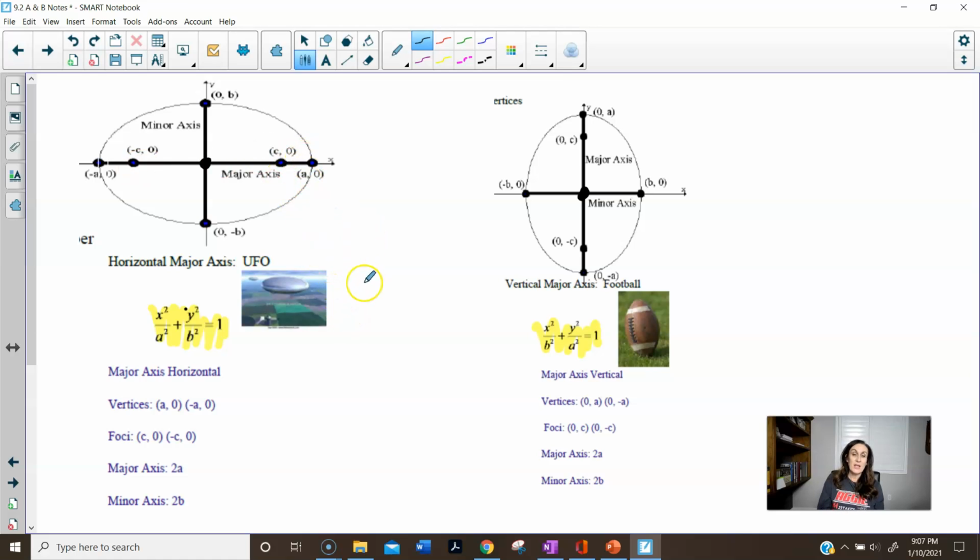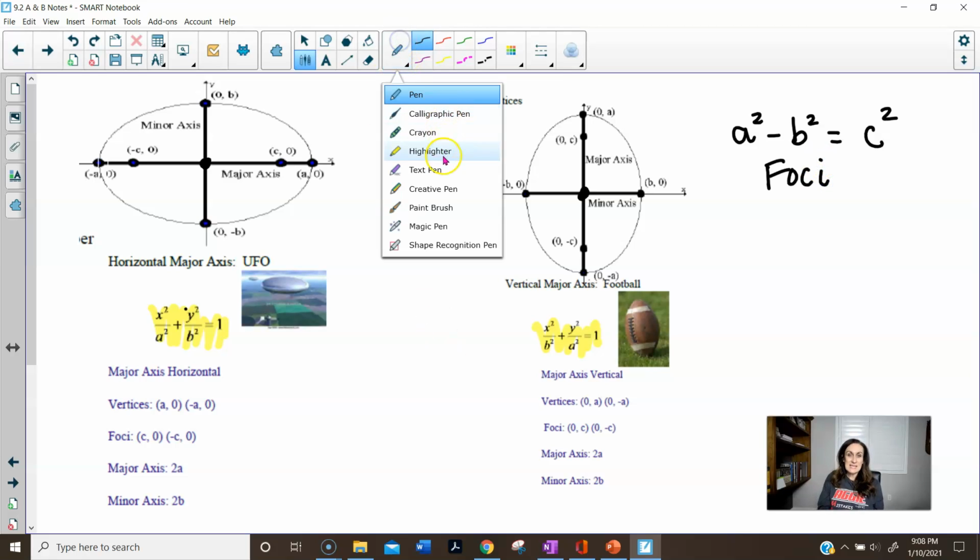All right, so something to note here is the C's are going to be the foci, both of them together. And how you're going to find the C's is you're going to do a squared minus b squared equals c squared. So that's the formula we're going to use to find the foci. And I'll show you that in the example.